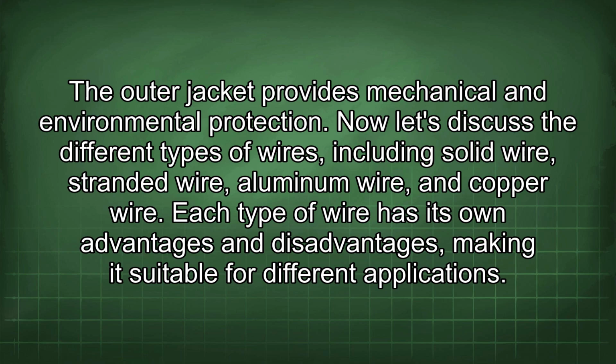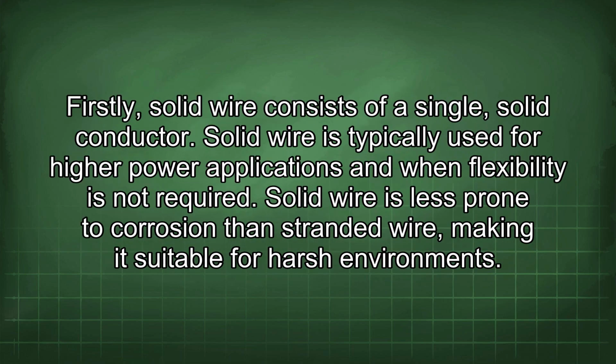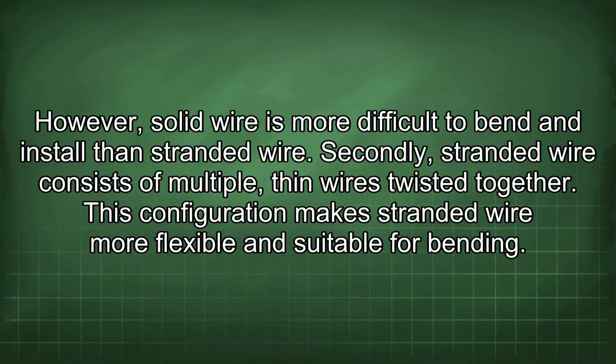Now let's discuss the different types of wires, including solid wire, stranded wire, aluminum wire, and copper wire. Each type of wire has its own advantages and disadvantages, making it suitable for different applications. Firstly, solid wire consists of a single, solid conductor. Solid wire is typically used for higher power applications and when flexibility is not required. Solid wire is less prone to corrosion than stranded wire, making it suitable for harsh environments. However, solid wire is more difficult to bend and install than stranded wire.